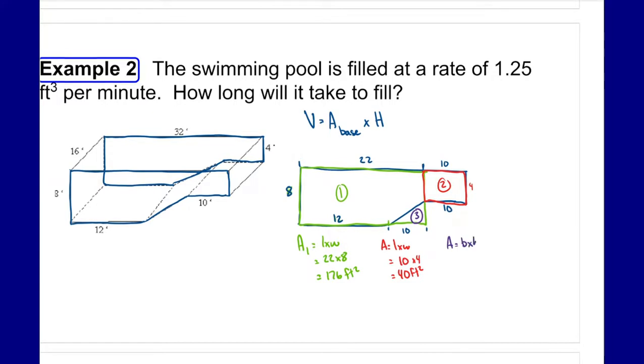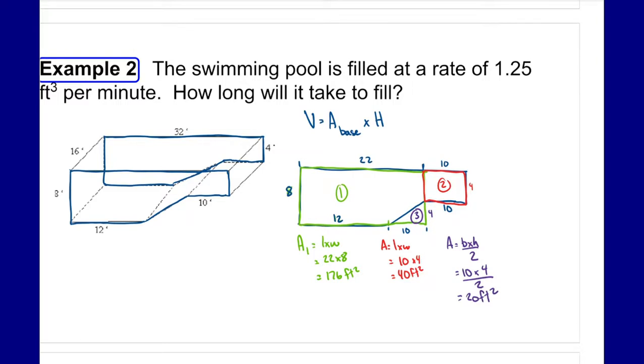And this third one, the one I'm going to be removing, the area of this triangle is base times height divided by 2. I have my base of 10. Oops, I don't have my height. Luckily though, I have enough information to find it. The entire height of the pool is 8. This little section is 4, so that means that this distance from the top of the slope to the bottom would have to be 4 as well. So 10 times 4 divided by 2 gives me 20 square feet.